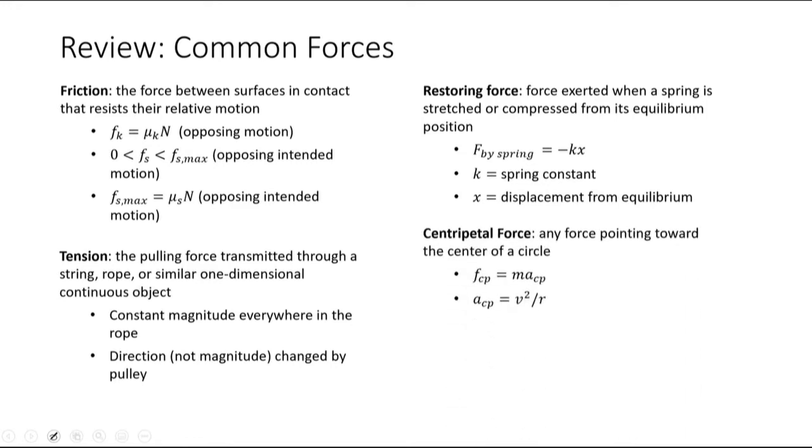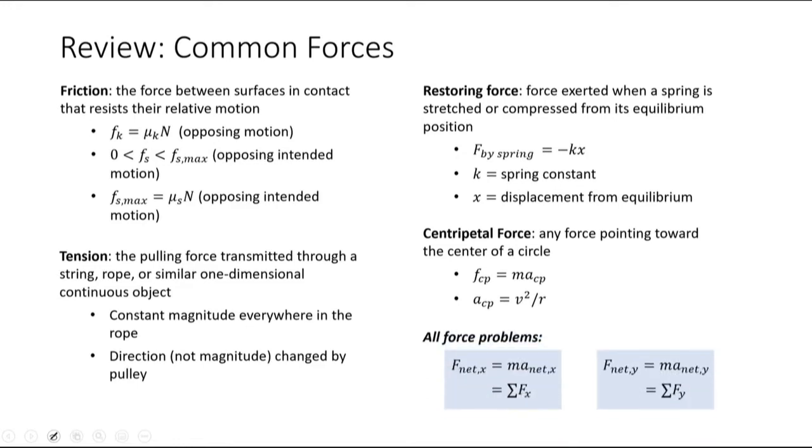Okay, and then lastly, we talked about centripetal force. So centripetal force is any force that points towards the center of a circle. We learned that the centripetal acceleration for motion with constant speed v is always going to be v squared divided by r, where r is the radius of that circular motion. And so the centripetal force, F_CP, is going to be mass times the centripetal acceleration, in other words, mv squared over r.